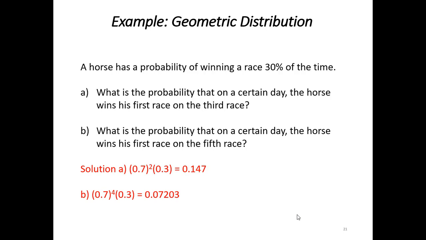If we have a similar question, but we ask what's the probability the horse wins his first race on the fifth race, well, then we know he would have lost the first four and then won a race. So now the calculation looks like 0.7 to the fourth times 0.3, and this works out to be 0.07203.